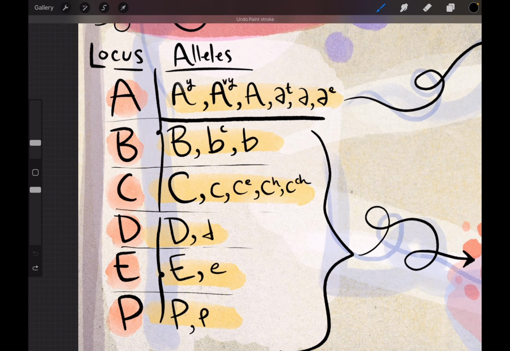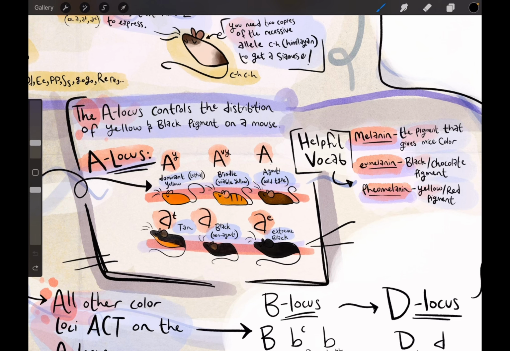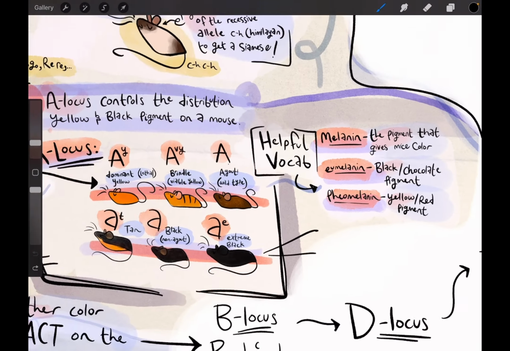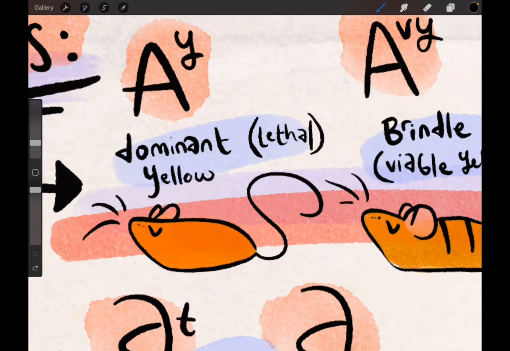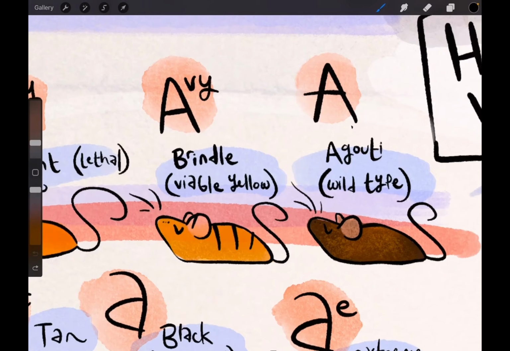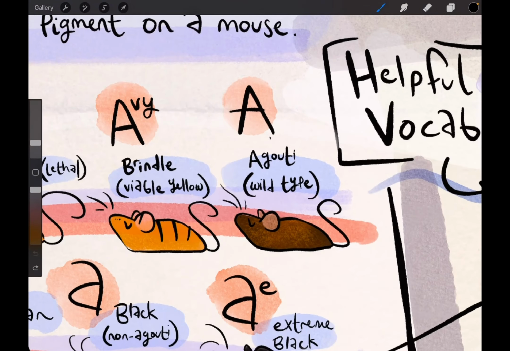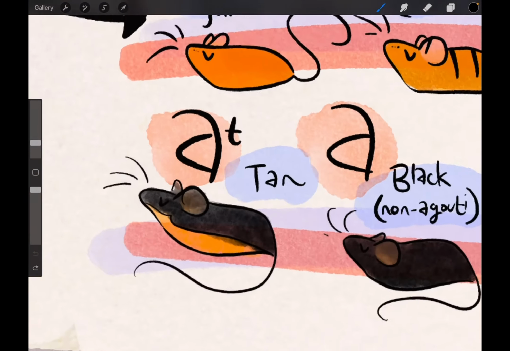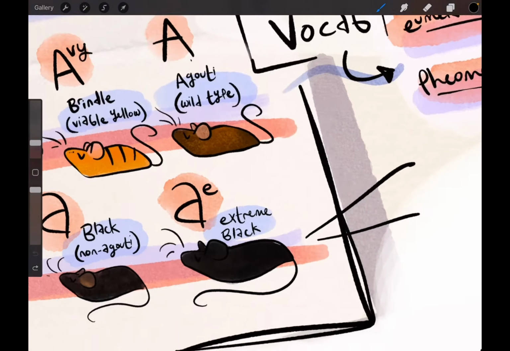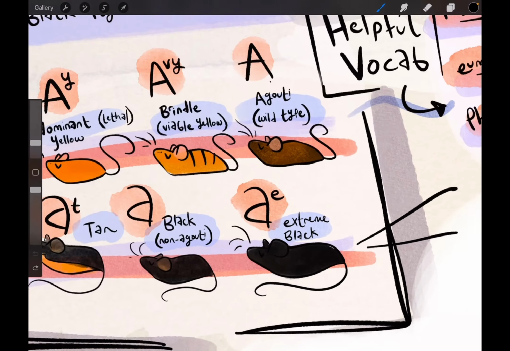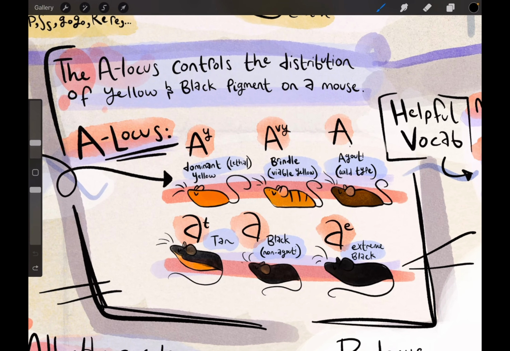The A locus, as we talked about last time, controls the distribution of yellow and black pigment. So it controls how much and where on the mouse we find eumelanin and pheomelanin, which is black and yellow pigment. And our most dominant was dominant yellow, which was the most vibrant and intense of the A locus genes. And then we had AVY, which was brindle. And then we had agouti, wild type, tan, AT. And then we had A for black or non-agouti. And we had AE, extreme black. So those are all the most common A locus genes or alleles that you'll see in the Fancy.